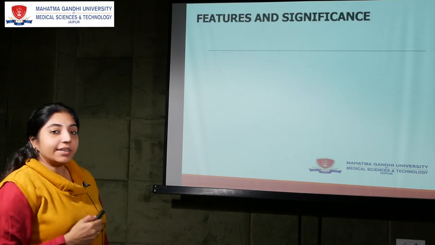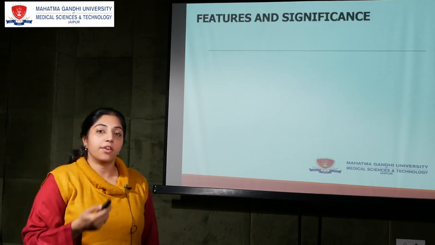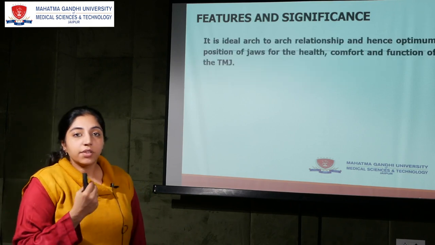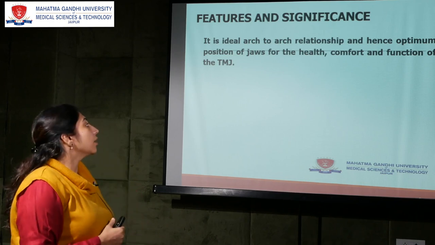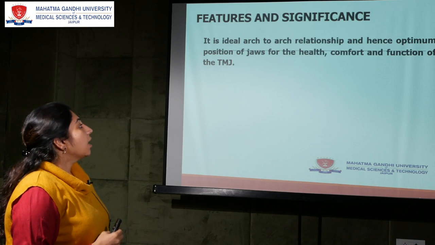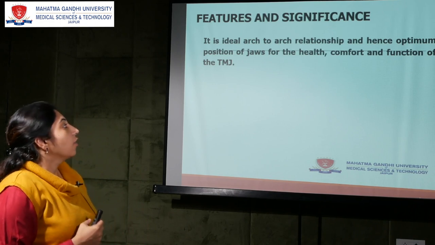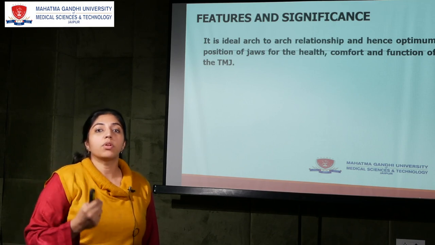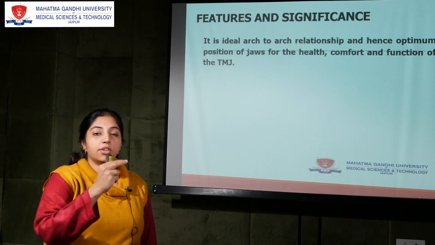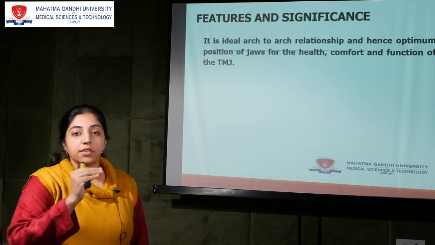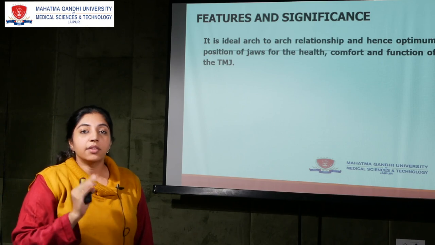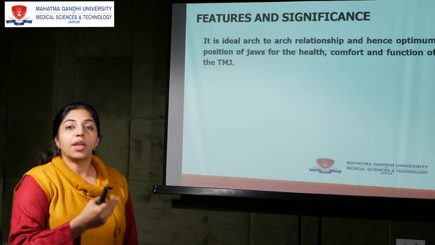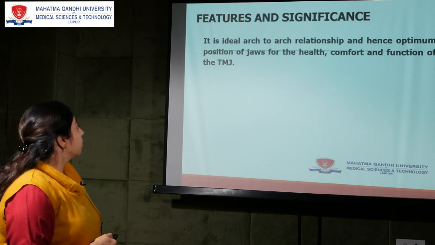Once we have understood this, let us understand what are the features and therefore the significance of centric relation. It is first and foremost arch to arch, like we said in the definition, maxillomandibular relationship. So it is an arch to arch relationship, hence the optimum position of the jaws for health, comfort and function. This health and comfort of function of the temporomandibular joint comes because the condyle is articulating in the thinnest avascular portion, and the muscles are in their correct vertical dimension. Therefore, the patient is going to be comfortable, and this position will enhance the overall health of the patient.